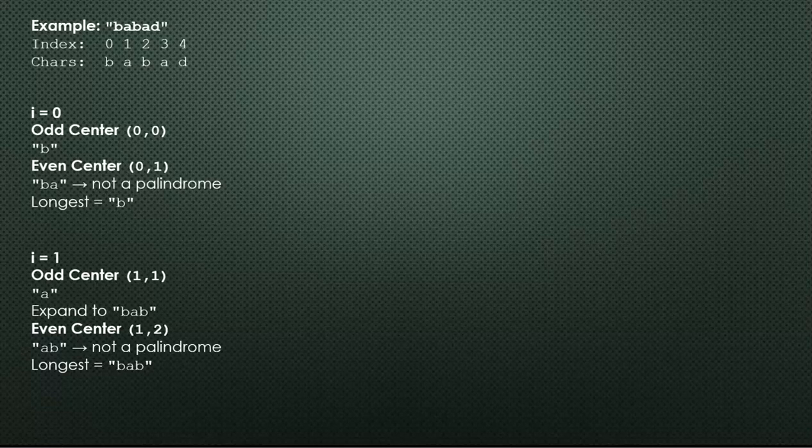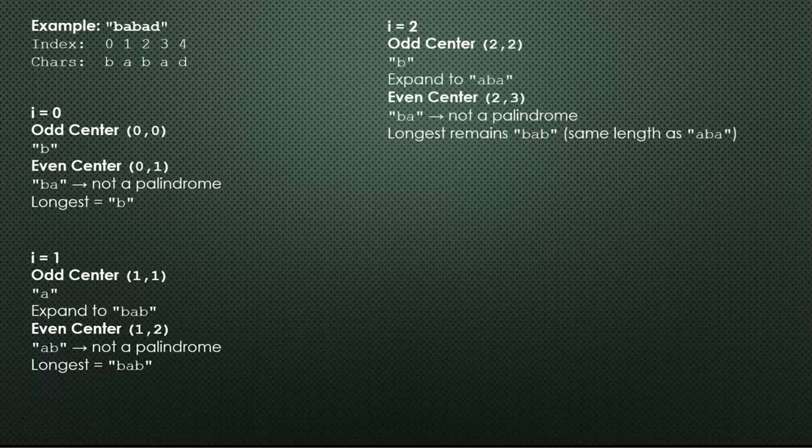I equal to 1. Odd center 1, 1. So expand. From A you expand, BAB. BAB is a palindrome. Even center 1, 2. 1, 2 is AB, which is not a palindrome. So the longest palindrome so far is now BAB.